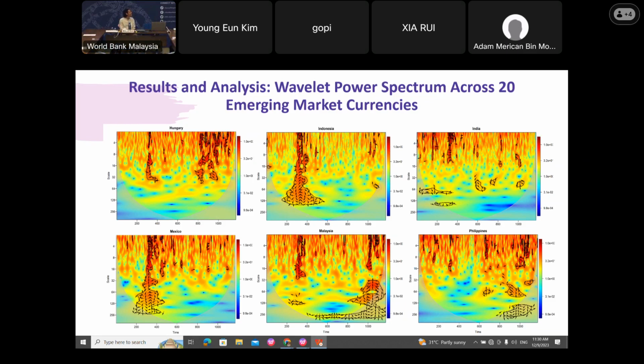But here, there's a cone here, and this cone is the significance values. So anything that is inside here shows that they are 95% statistically significant. From a statistical point of view, that means it's a valid finding, 95% confidence. Then above this cone, they're not significant. So that's what it captures.